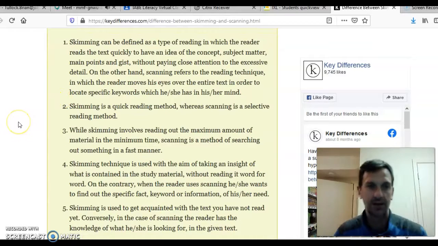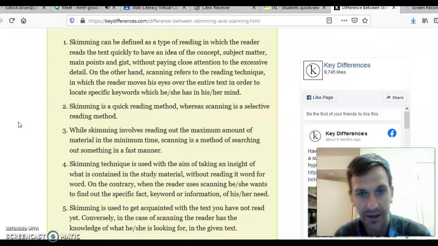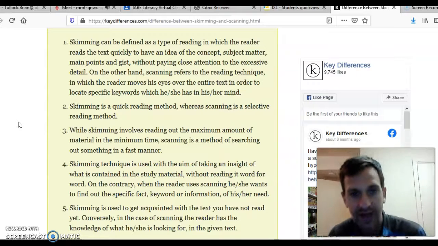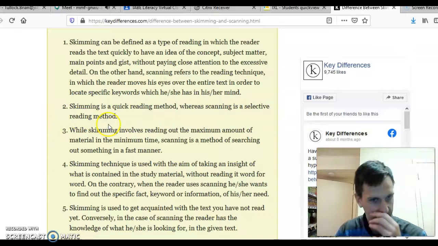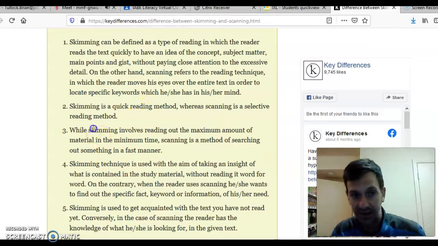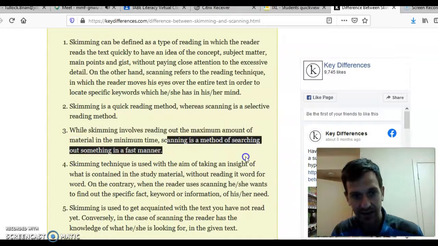Alright, here we go. Skimming is defined as a type of reading in which the reader finds a quick overall subject area, main points, and gist without paying close attention to excessive details. Scanning refers to the technique in which he moves the eyes over the entire text in order to locate specific keywords. So skimming is quick, whereas scanning is selective. Skimming involves reading the maximum amount of material in the minimum time. Scanning is a method of searching out something in a fast manner.